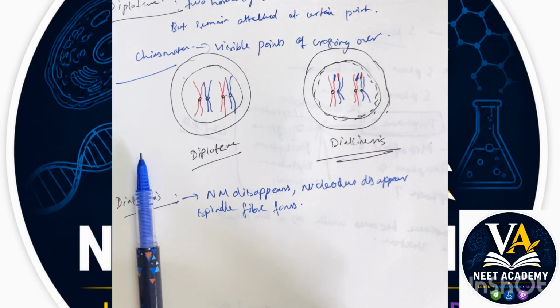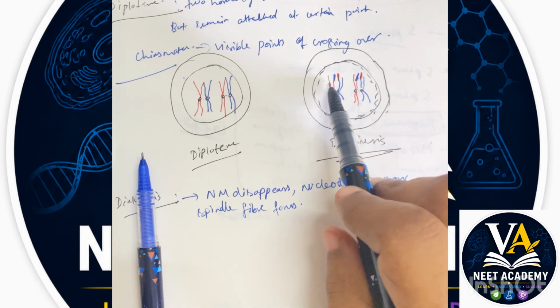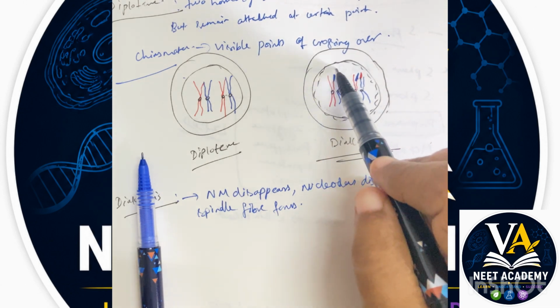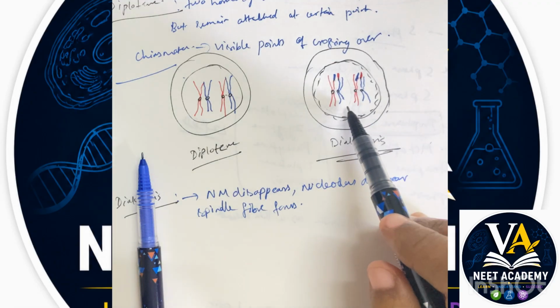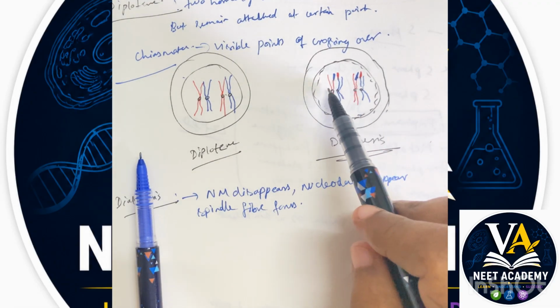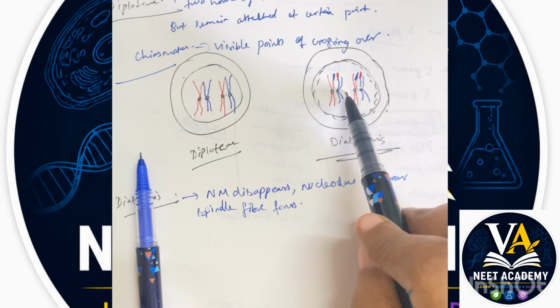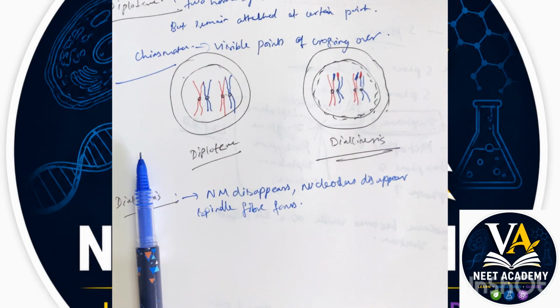So prophase is over. What has happened in prophase? The exchange of genetic material between the homologous chromosomes has happened, and this is why we are not exactly the same as our father and mother, because a shuffling of genes has happened. Clear, students? So diakinesis has happened.